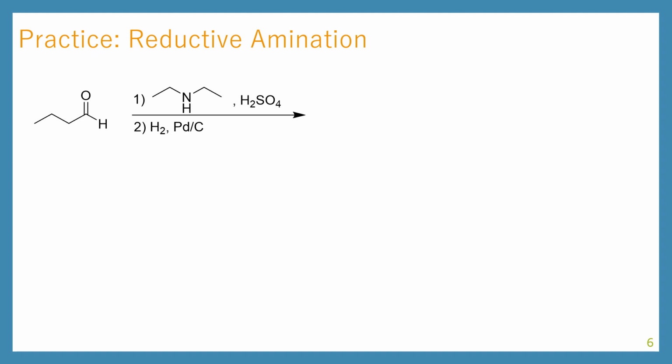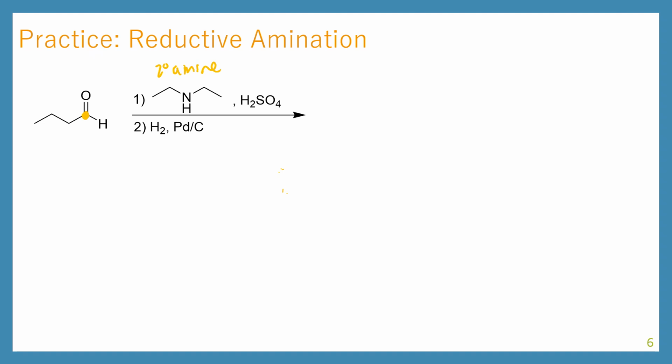Now, as always, I want you to identify that carbonyl carbon because that is the carbon that the nitrogen is going to become attached to. And I also want you to take a look at your amine and decide, is this primary or secondary? This amine is secondary. So our product of step 1 should be an enamine, not an imine.